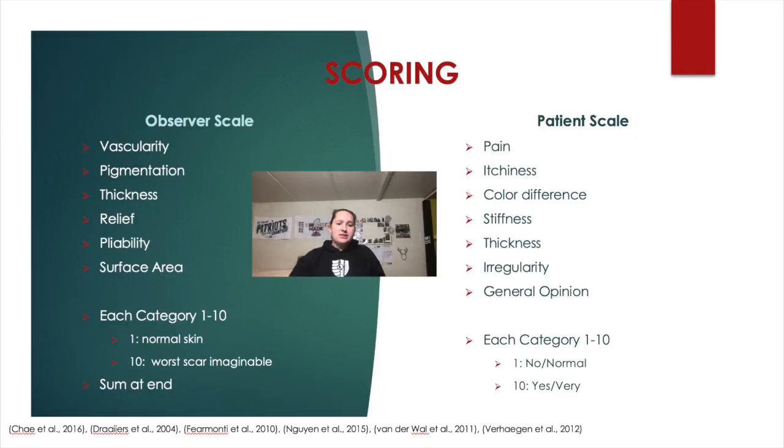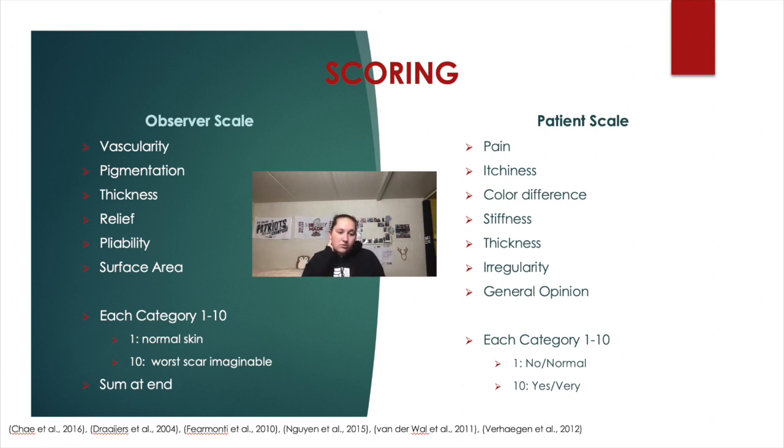So the scale is scored on a range of 1 to 10 for each category. You'll see the different categories on my next couple of slides. You can also see them here. In this, 1 is normal and 10 is very different from typical skin. You'll see that in most of the scar ratings.